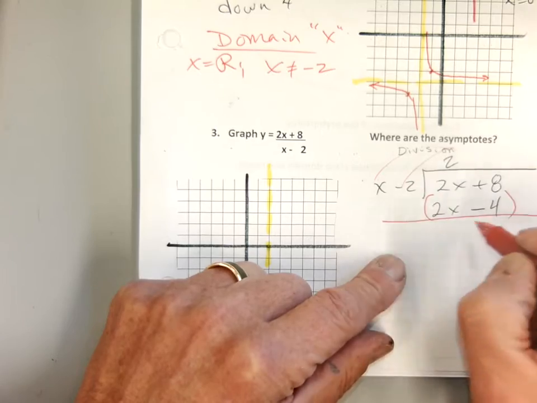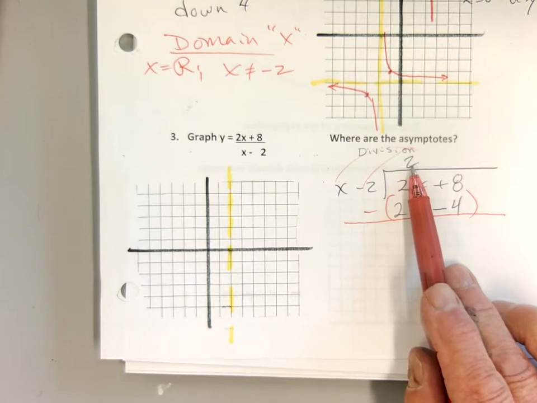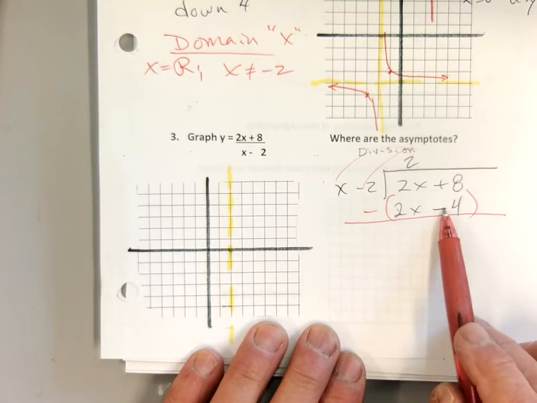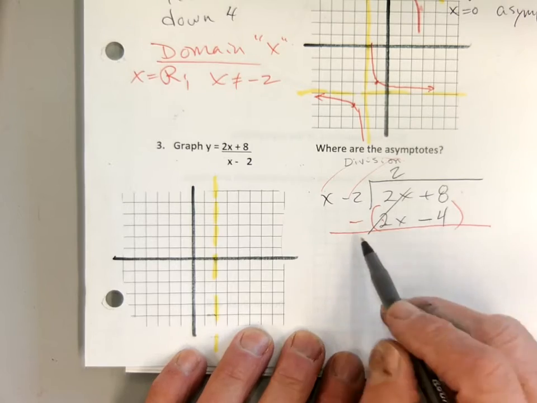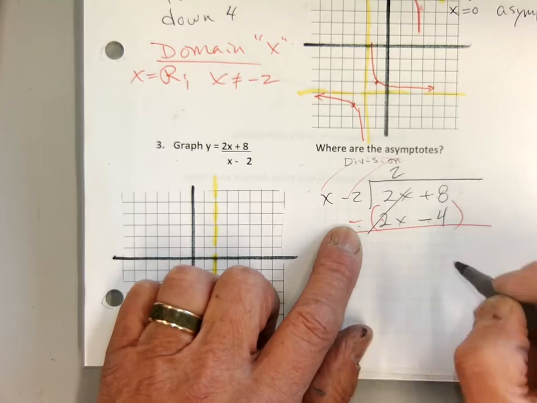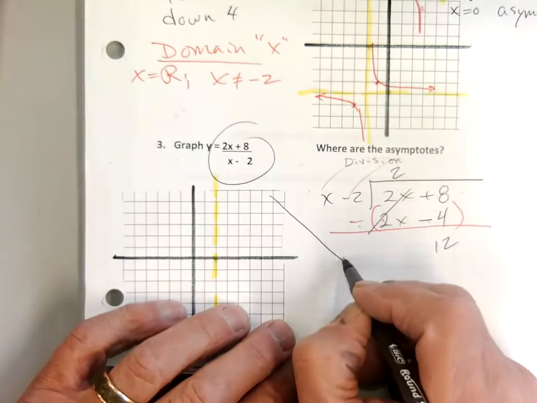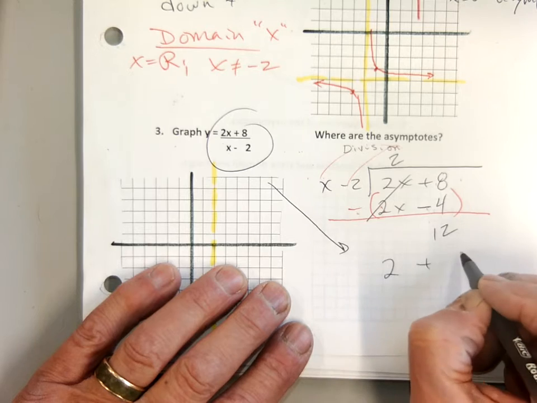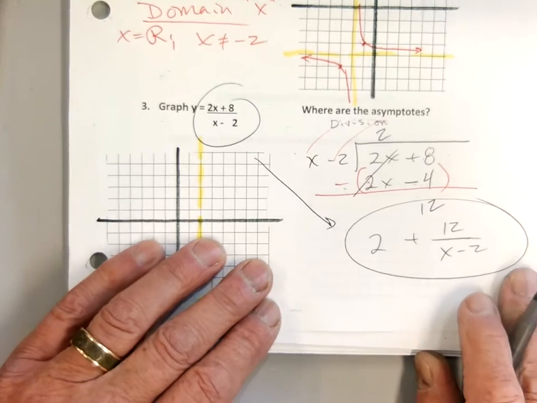I'm going to subtract, right? I'll slow down. So x goes into 2x 2 times. Then, like the long division, I'll multiply: 2 times x, 2 times a negative 2. Now I'm going to subtract. 2x minus 2x, gone. Now I have to be careful. This is minus and minus. See the minus and minus? So 8 plus 4 is 12. So another way to write this is 2 plus 12 over x minus 2. All right? Let's see what that means.